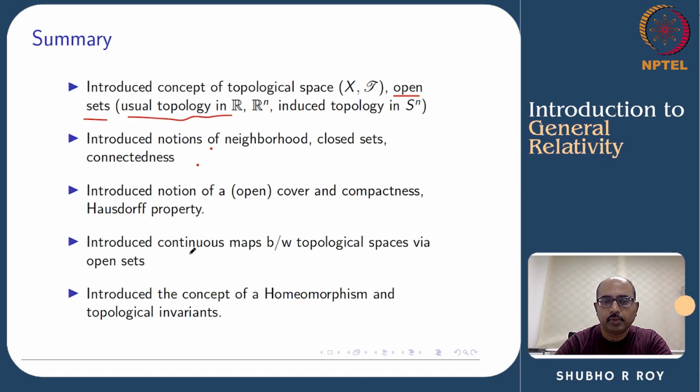At the end, we introduced the notion of a continuous map between topological spaces, which is an abstraction of the notion of a continuous function of a single variable. And this is again accomplished using open sets. Open sets are a key notion. And finally, we introduced the concept of a continuous deformation or homeomorphism and the idea of a topological invariant.